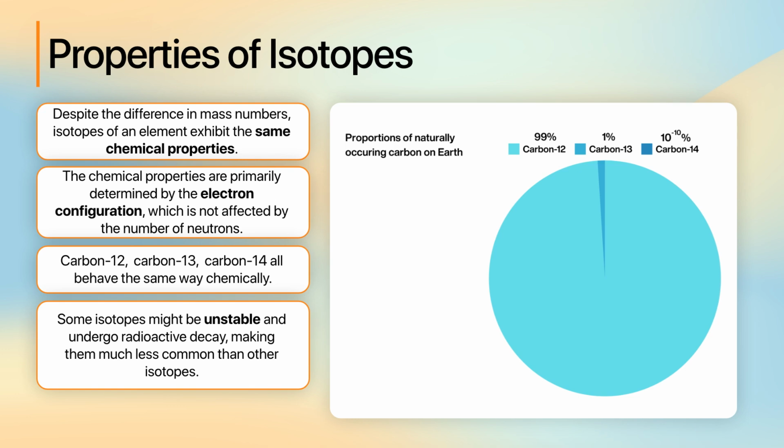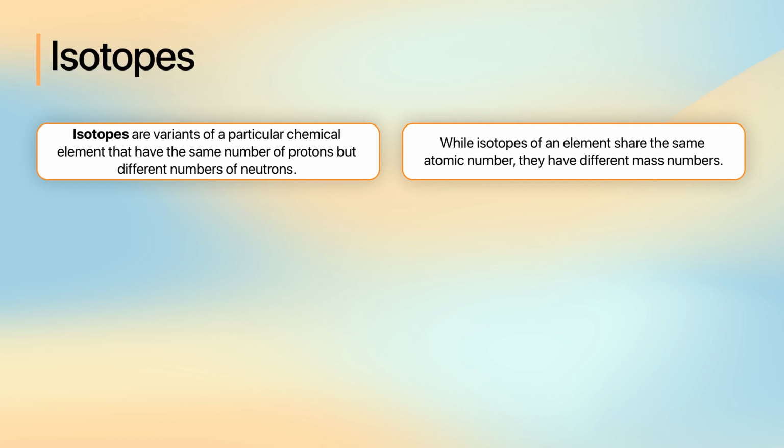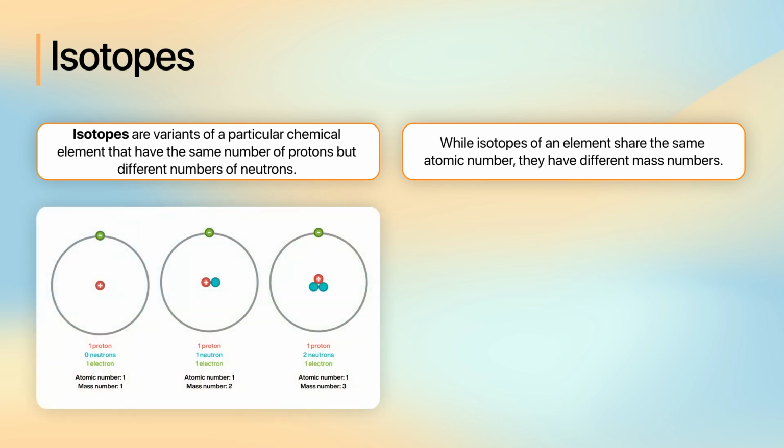In today's lesson, we delved into the concept of isotopes and their significance within the atomic structure. We learned that isotopes are variants of a particular chemical element that have the same number of protons but different numbers of neutrons. This means that while isotopes of an element share the same atomic number, they have different mass numbers.